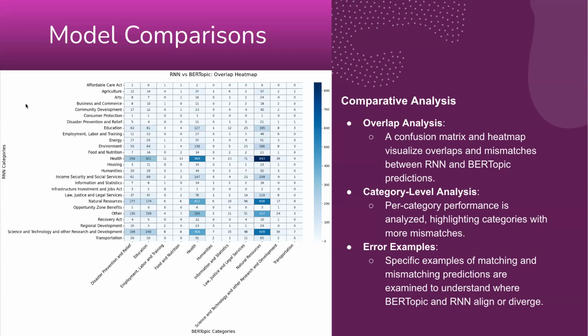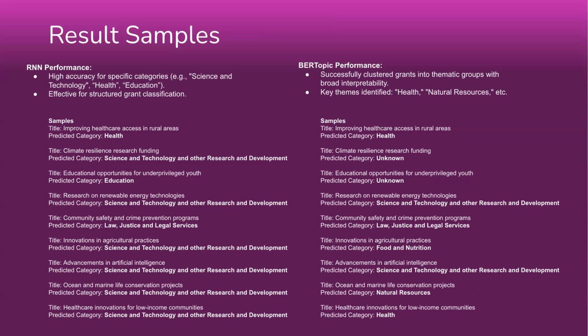For some of our results, samples from the models illustrate their respective strengths. The RNN provided accurate classifications for titles like "improving healthcare access in rural areas," classified as health, and "research on renewable energy technologies," which was classified into science and technology.